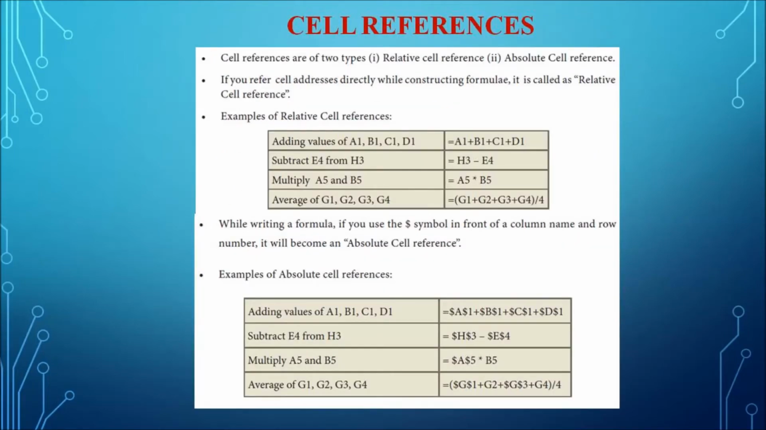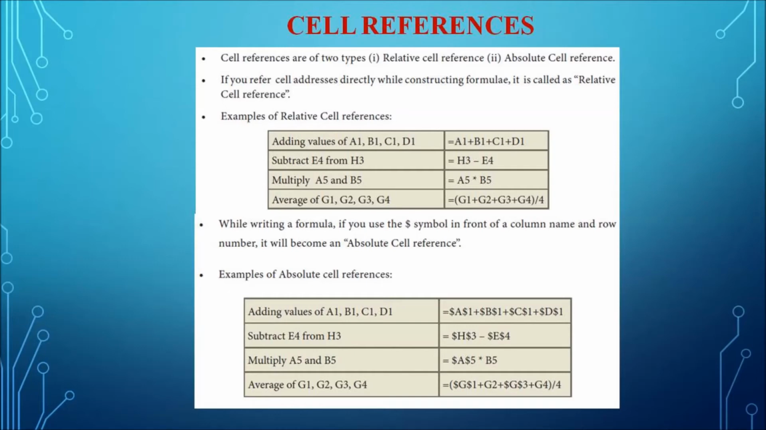And next is the cell reference. We are talking about the term cell reference while constructing the formula, because only cell references are used in the formula. There are two types of cell reference available: one is the relative cell reference, and the next one is the absolute cell reference. The relative cell reference means the cell address is given directly in the formula while constructing it. So that is a relative cell reference. Here you see the example: A1 plus B1 plus C1 plus D1, with the cell addresses given directly.